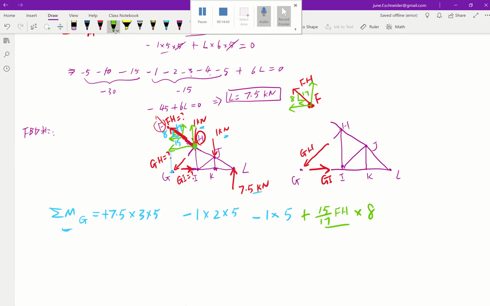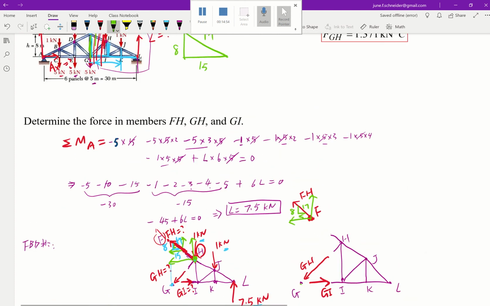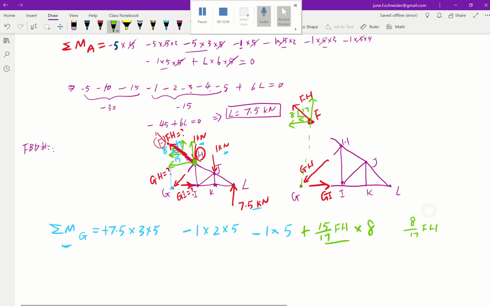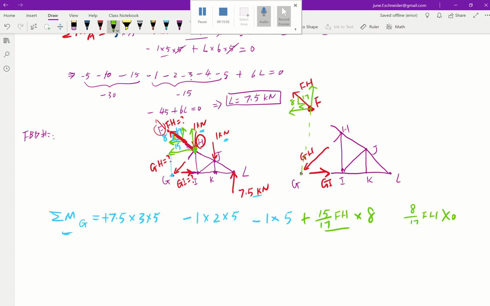Now let's look at the Y component. The Y component is going to be 8 over 17 FH. And we're rotating about G, and the Y component happens to be going through point G, right? So in that situation, it's times 0. And I really start to like the way we decided to make the point of application at F here. So that's equal to 0, all of that. Let's go ahead and solve it.